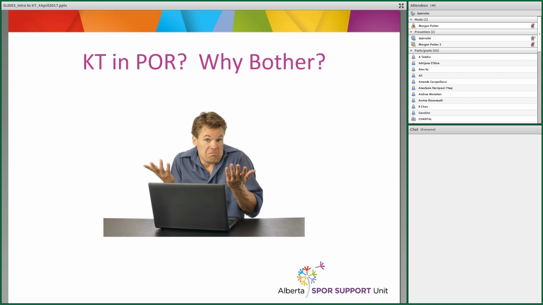I don't want you to think about KT just because the grant proposal you are writing requires it. I want you to think of the broader implications of your research. Who will benefit from this knowledge, and how will you inform them?